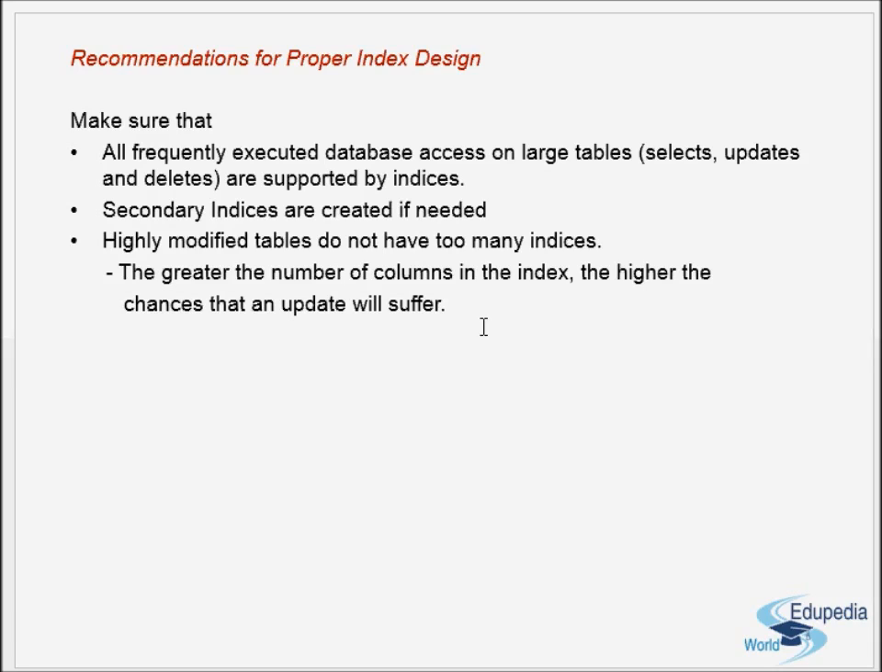So we have to create an optimal number of indexes on a table. Whenever an index is required, whether it's really useful or not, only such indexes should be created. Primary indexes are created when the table is created. However, secondary indexes can be created and dropped at any point in time.